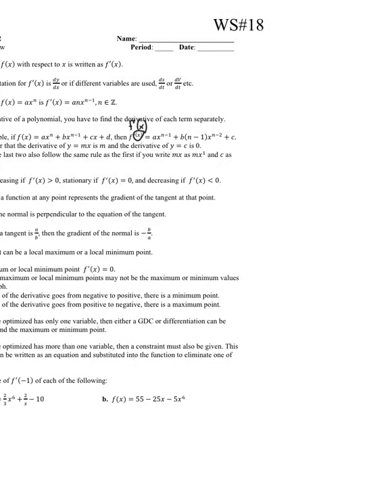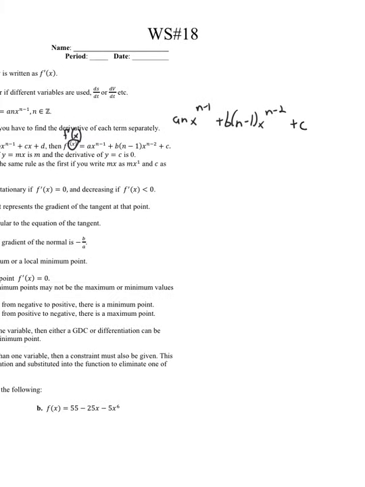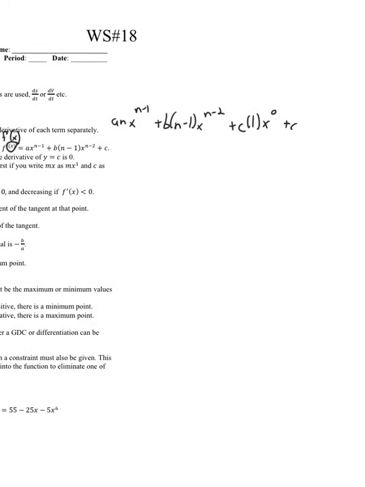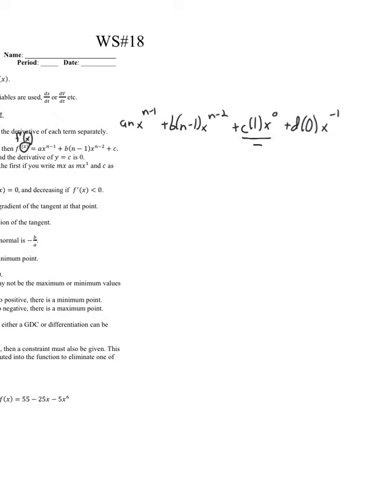It doesn't explain what happens to the d there, but you remember it would be a times n times x to the n minus 1, plus b times n minus 1 times x to the n minus 2, and then plus c times 1 times x to the 0 power, plus d times 0 times x to the negative 1 power. Your textbook doesn't write that part down, and it's not important that you write it down either. It's just important that you understand where the derivative is going on those first powers and those 0 powers.